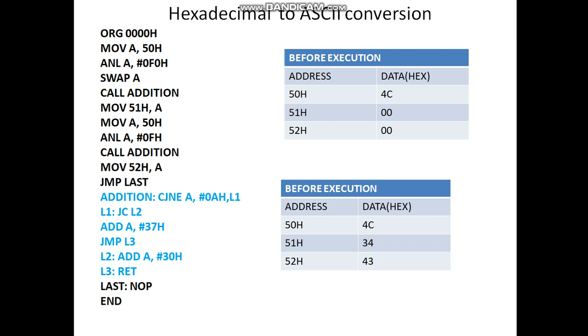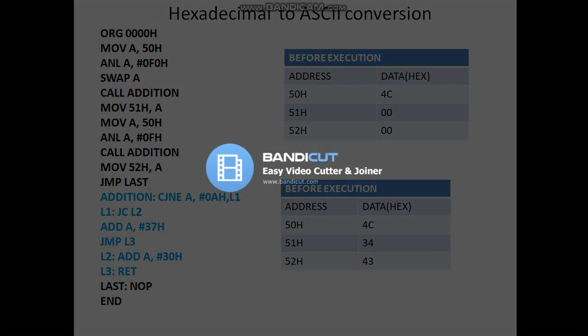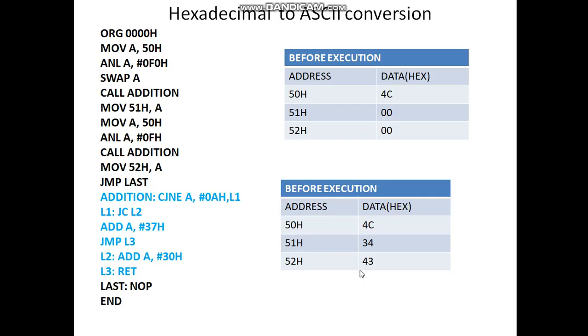So the instructions written after the label L2 will be executed. Then you add it with 30H. So 04 is added with 30H and the result is 34H. Once the subroutine is executed, at the end of the subroutine RET is written, so it will come back to the main program. Next, we need to find the ASCII equivalent of C.